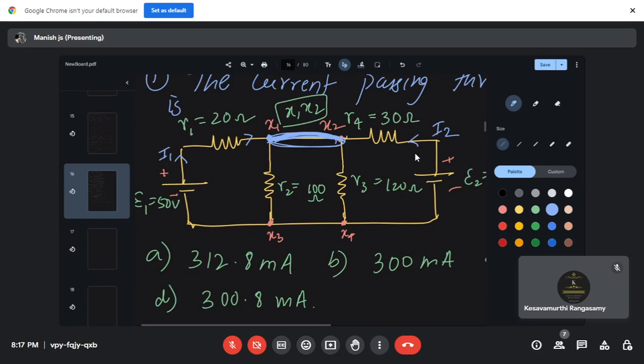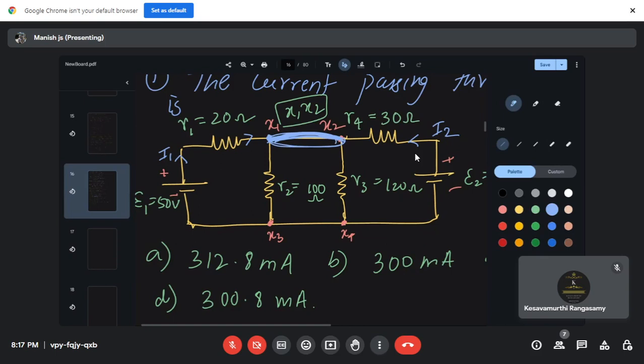Sir, it need not be. Okay, because it will not be exactly half, because R2 is different, R3 is different, both are not the same, isn't it? So it will not be exactly half the amount of current that is going to flow. So here is where you will have to be very, very careful.